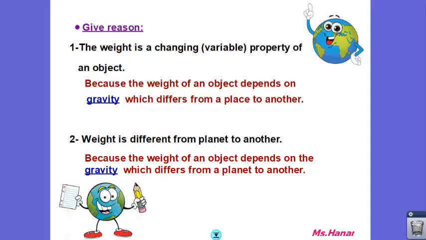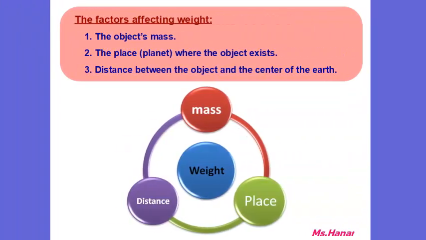There are some factors affecting weight, which are: number 1, the object's mass; number 2, the place or the planet where the object exists; number 3, the distance between the object and the center of the earth. Let's summarize these points in this diagram. Weight is affected by mass, place, and distance.